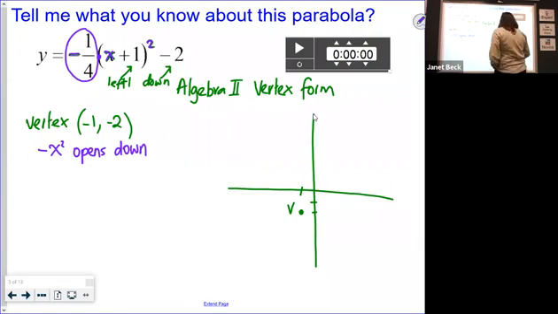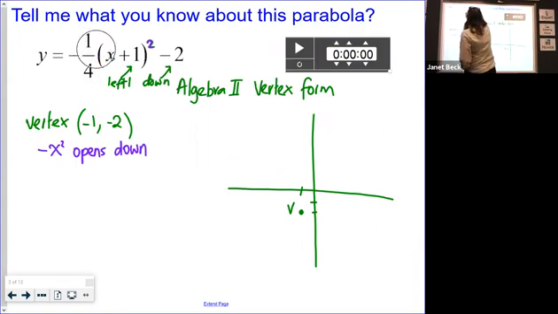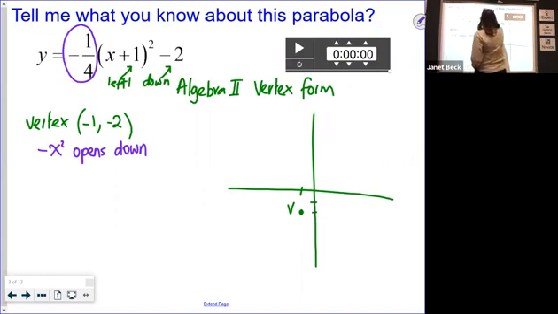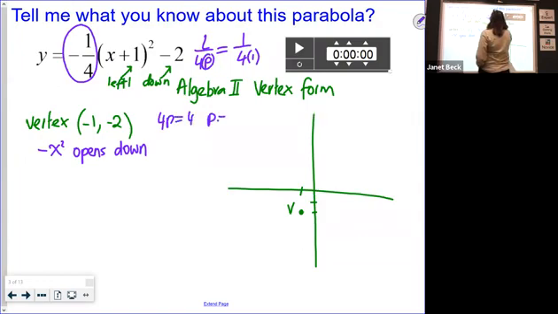Okay, now, the other thing you looked at in Algebra 2, you probably said that's a vertical compression by a quarter, which makes it wider. I hope you remember in Algebra 2, you looked at that and called it 1/4p. You said that coefficient, 1/4p, is 1/4. So you know that p must be 1, yeah? If 4p equals 4, then p must equal 1.